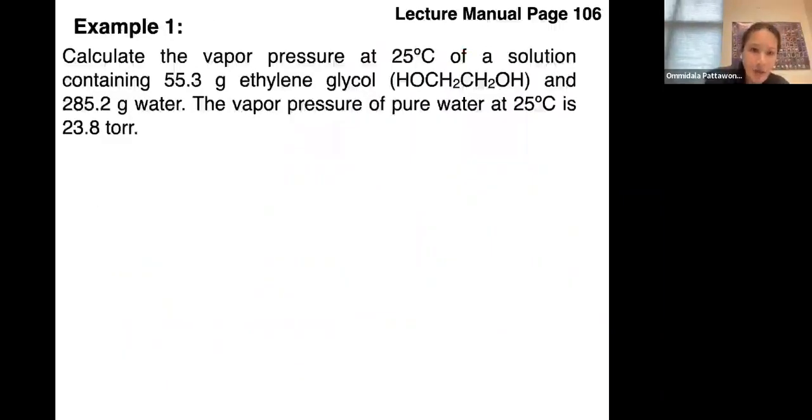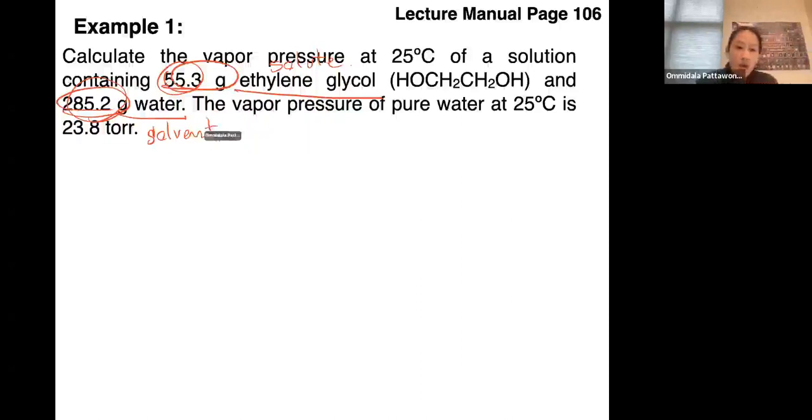Now let's take a look at example 1. Example 1 tells us to calculate the vapor pressure at 25 degrees Celsius of a solution containing this many grams of the solute and also this many grams of solvent. So how do you know this is the solute? Well, because it contains the lesser amount. That's why I know this is the solute. This contains more, so this is going to be our solvent.